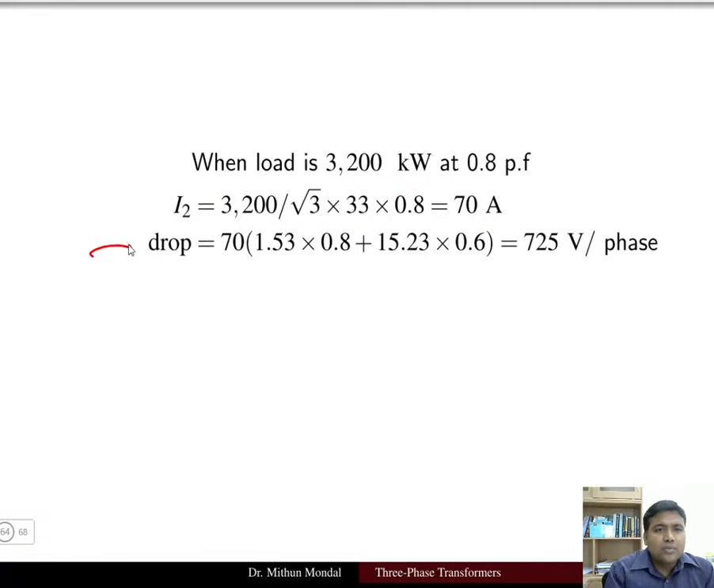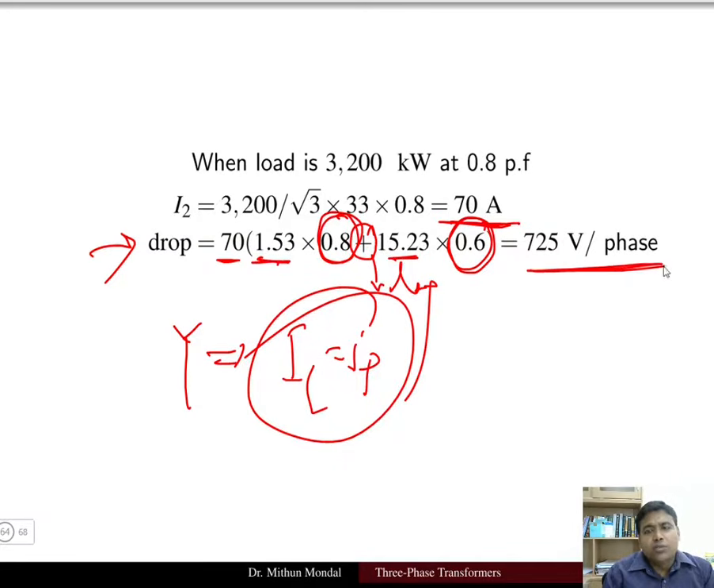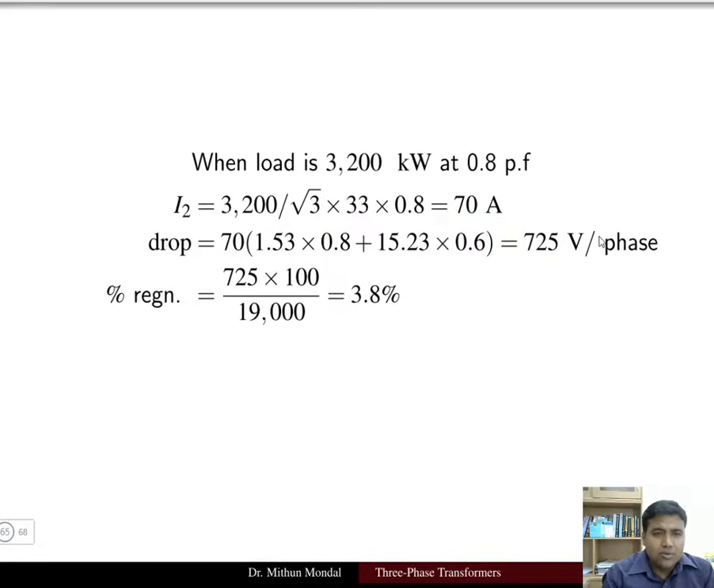Now the drop you can calculate. Since it is a star side machine, line current and phase current are the same, so 70 ampere will remain the same. Now the plus sign comes here for the lagging condition of the load, which has a power factor of 0.8 cos phi, and sin phi is 0.6. This is the resistive drop and this is the reactive drop. So 725 volt per phase is the total drop on the machine.